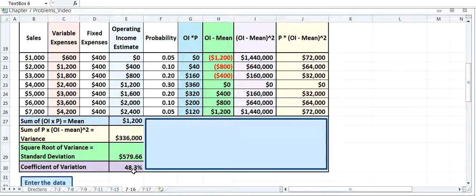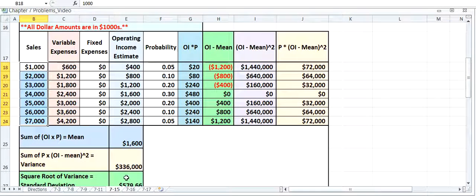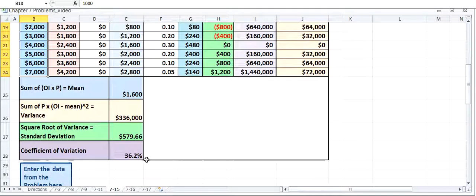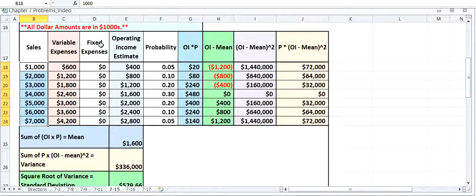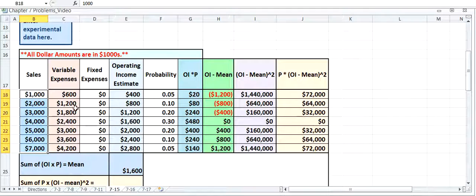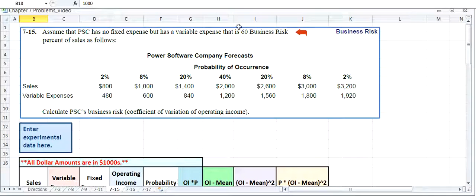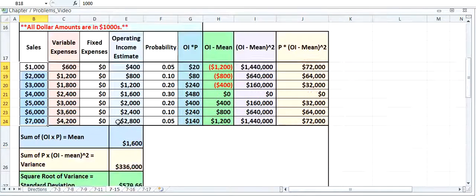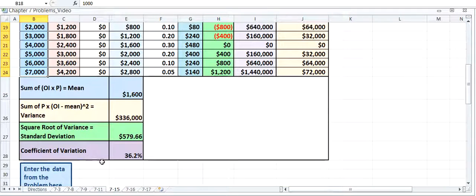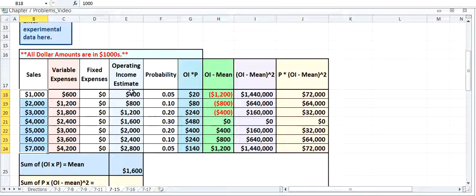which we're computing right down here. So really quickly, if we jump back over to our 715 figure right here, we can see that with a fixed cost of 0, no fixed cost at all, and only a variable cost that is based on a percentage, which is 60% of the sales, we have a coefficient of variation of 36.2 on the operating income estimates.